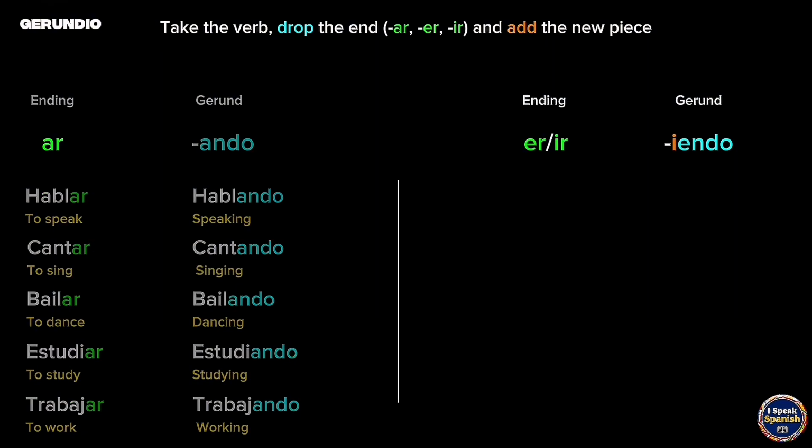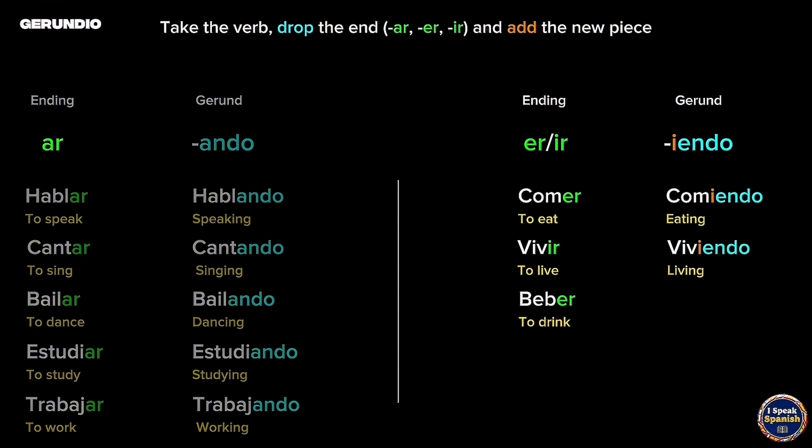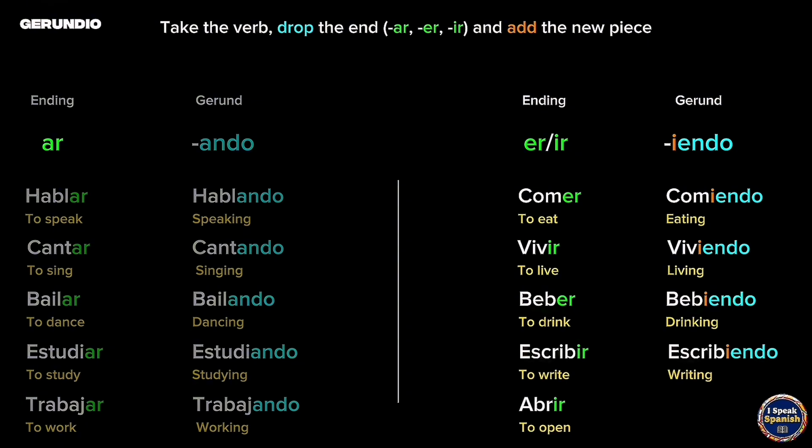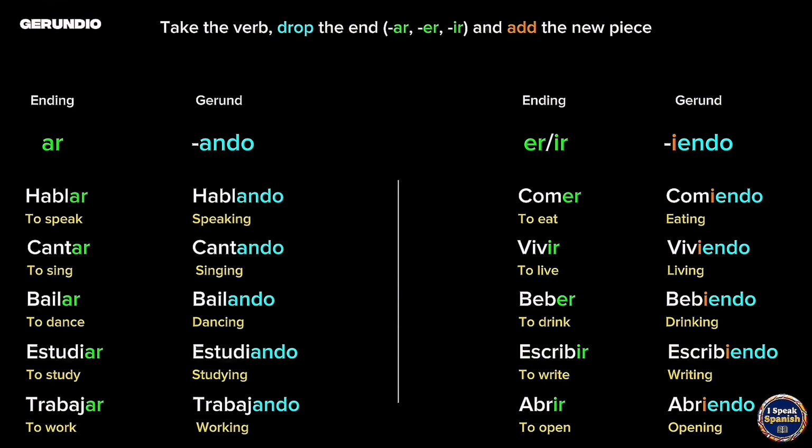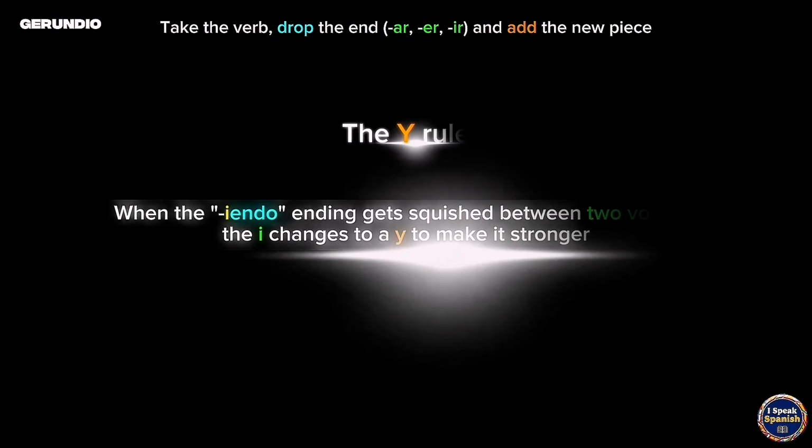Now, with the er and ir verbs. For those, just add IENDO. For example, the verb comer becomes comiendo, right? Vivir, viviendo. Beber, bebiendo. Escribir, escribiendo. Abrir, abriendo. Right? Very simple.